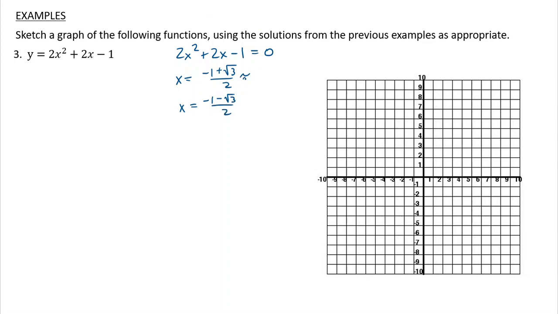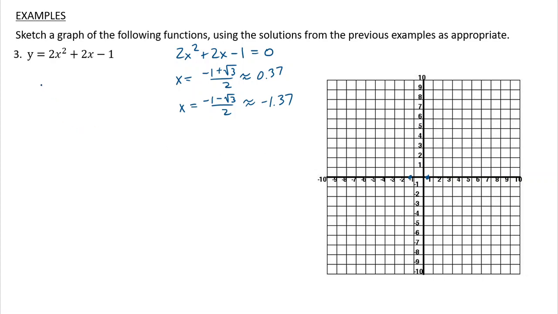And that's approximately 0.37 and approximately -1.37. It's just helpful to have those approximations when we're going to make this graph. And so those, because those are real numbers, those are my x-intercepts. So we could actually plot those now as accurately as we can.